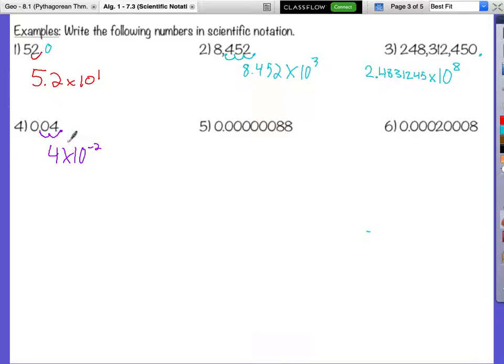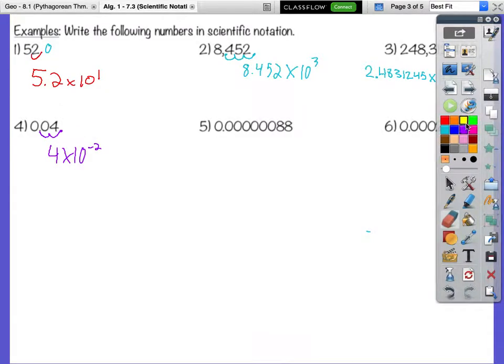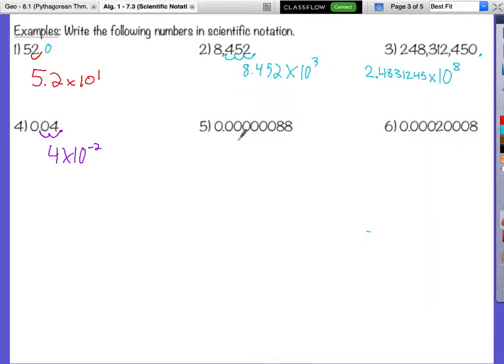Alright, Cam, what do you have for this 5th example? I had 8.8. 2, 3, 4, 5, 6, 7. I agree. So did we make 8? We made 8.8. We made this into a bigger number, right? So if this got bigger, the exponent has to get smaller. Whenever one gets bigger, the other gets smaller. Or if one gets smaller, the other gets bigger.